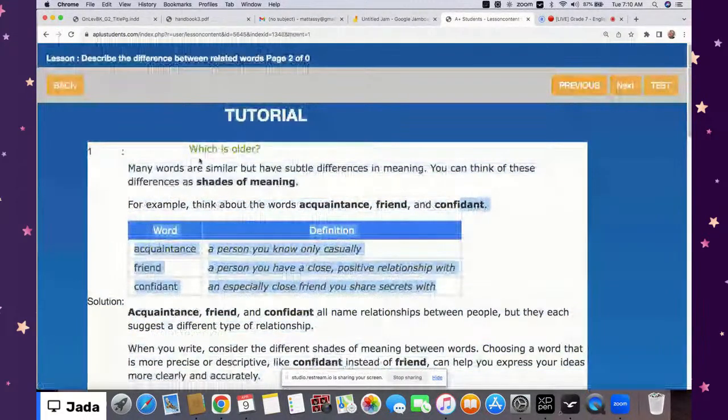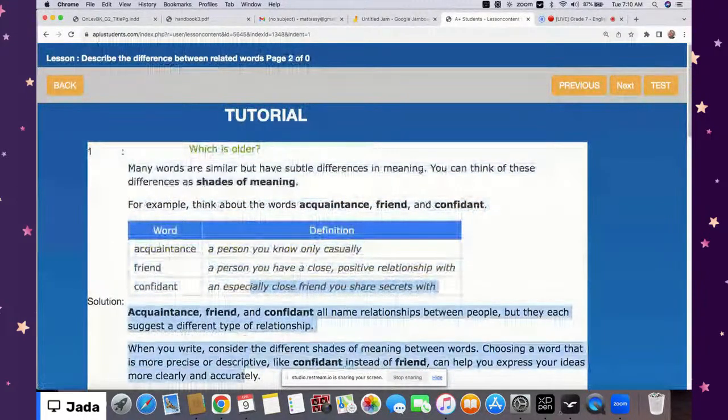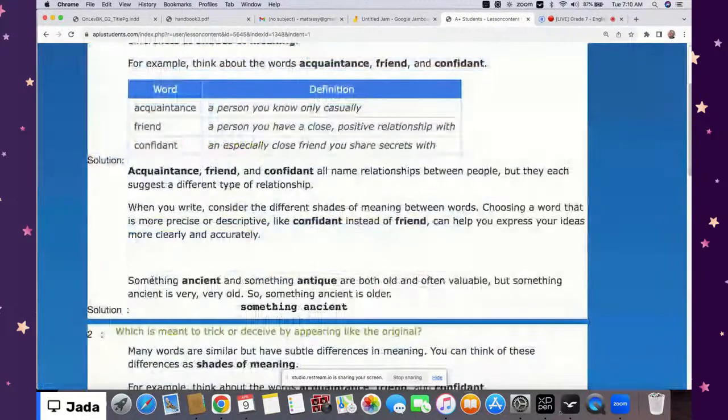Which is older? Something ancient and something antique are both old and often valuable. But something ancient is very, very old. So something ancient is older. Ancient, older.